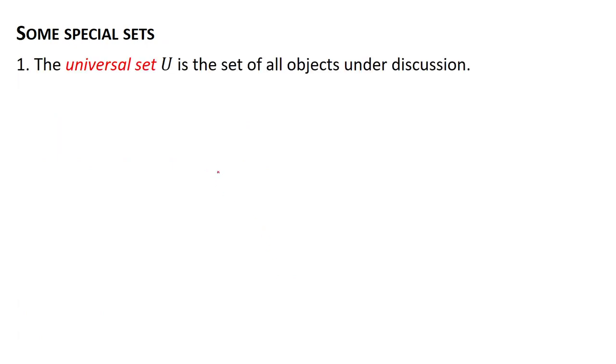Here are some special sets. Number 1, the universal set, usually denoted by U. It is the set of all objects under discussion. So, kunwari, ang pinag-uusapan natin ay mga vowels, consonants. Malaki ang chance na yung universal set natin ay yung set of letters in the English alphabet. So, ganun lang siya. Lahat ng objects under discussion.